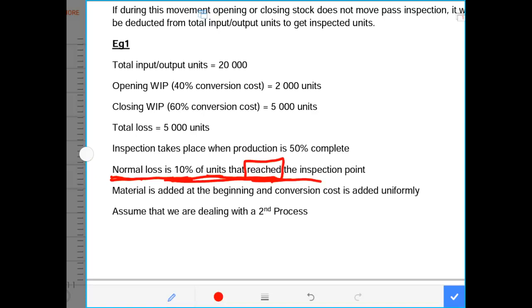However, abnormal loss is controllable. It's a controllable loss, because abnormal loss can occur if let us say there is a breakdown of the machine or there is damage to the material. So now all those will result in something that is unexpected. However, normal loss is expected. Abnormal loss is unexpected, and abnormal loss is controllable. However, normal loss is uncontrollable. We will always incur a normal loss as the company, more especially when it comes to the production process. So now they tell us that the uncontrollable loss, which is normal loss, is 10% of the units that reach the point of inspection.